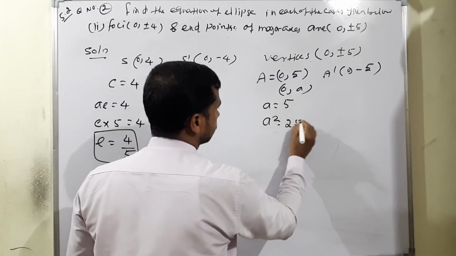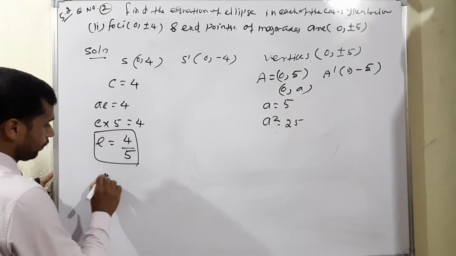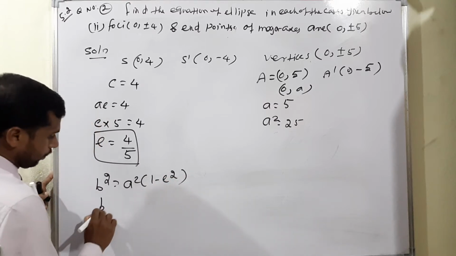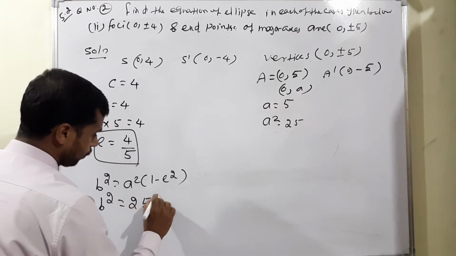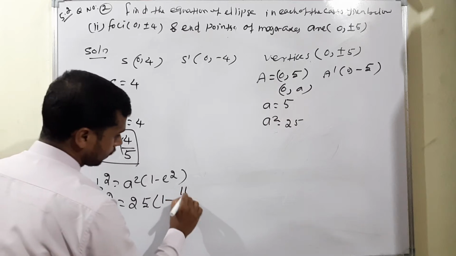Is equal to 25, isn't it? So a square is over. Now we need b square. The formula is b square is equal to a square into 1 minus e square, isn't it? Therefore b square is equal to a square, that is 25, into 1 minus the whole square, which means 16 divided by 25, isn't it?